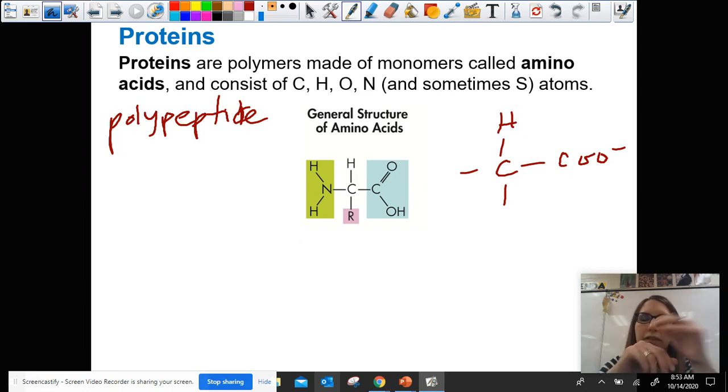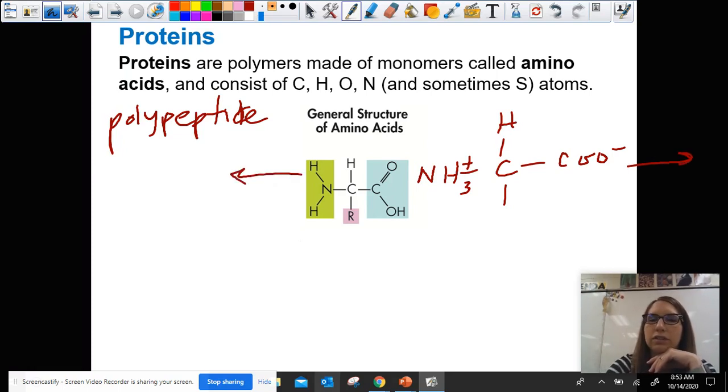And then we have our amino group here, which is how we got the name amino acid, and that's NH3 with a little positive charge. When these things link up to form a protein, they link up to the right and to the left. All right, so these go in both directions that way, and they form like big chains like that, and then they fold to create the actual protein structure.